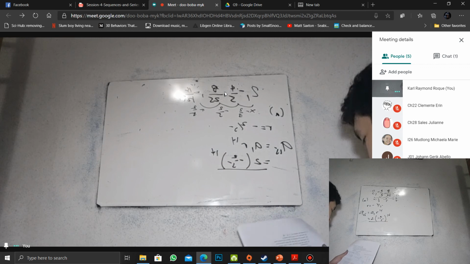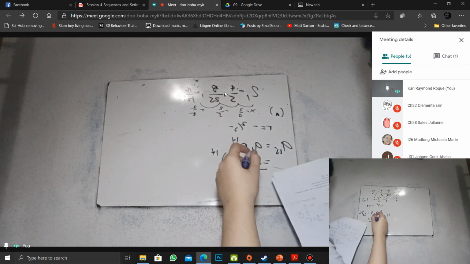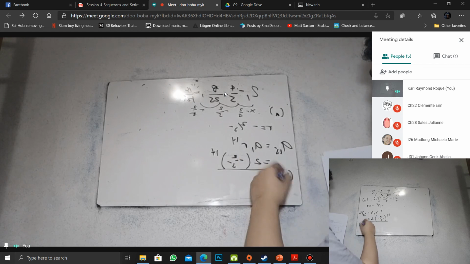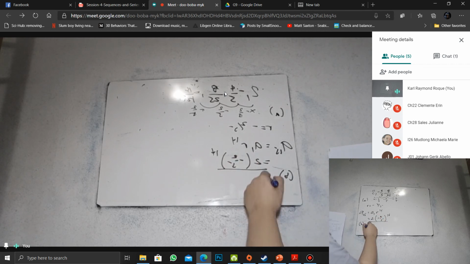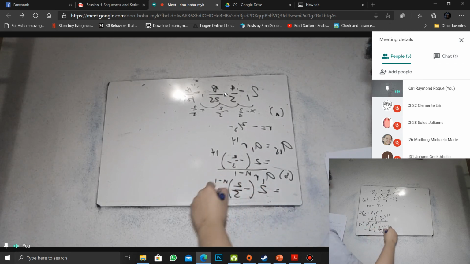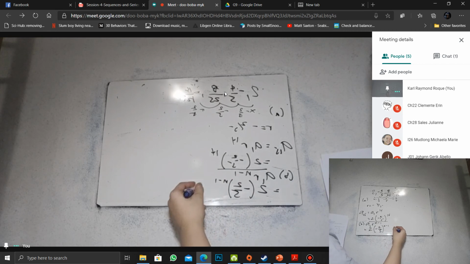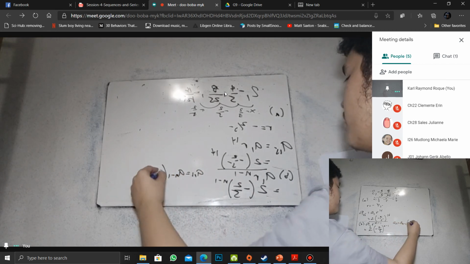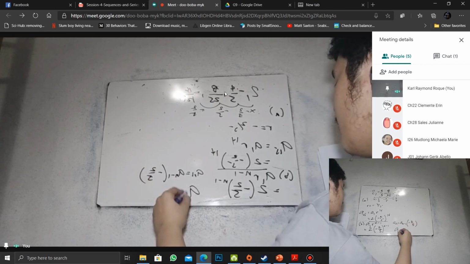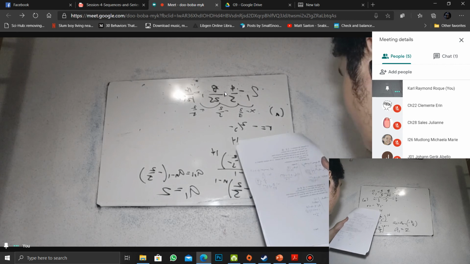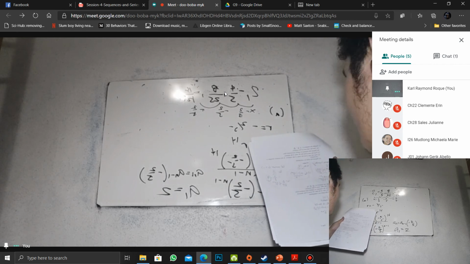Letter B, explicit definition: a sub n equals a sub 1 times r raised to n minus 1. Palitan lang natin: 2 times negative 2/5 raised to n minus 1. Recursive definition: a sub n equals a sub n minus 1 times negative 2/5, a sub 1 equals 2. Ayun, yun lang.